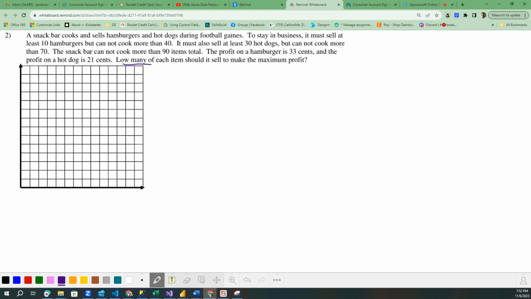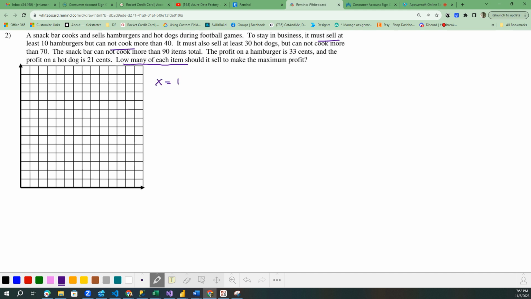Okay, so now in the last part of the problem, it says how many of each item they should sell in order to make a profit. I think the one that's kind of confusing here is because they have the selling and the cooking. In reality, they really just mean the same thing, right? Because you cannot sell what you have not cooked. Okay, so these are our representations.